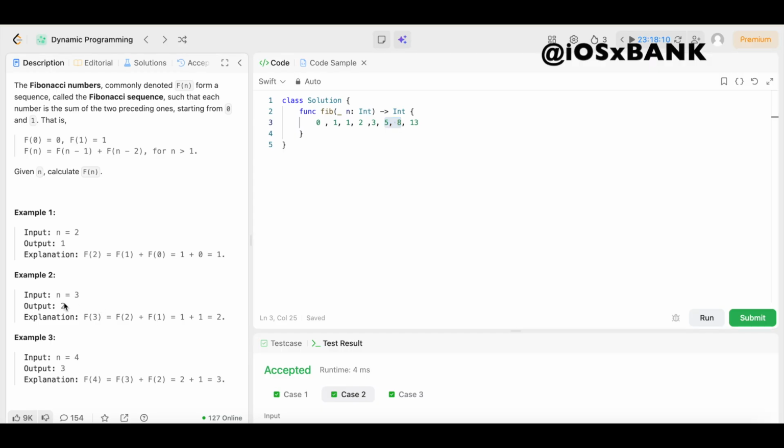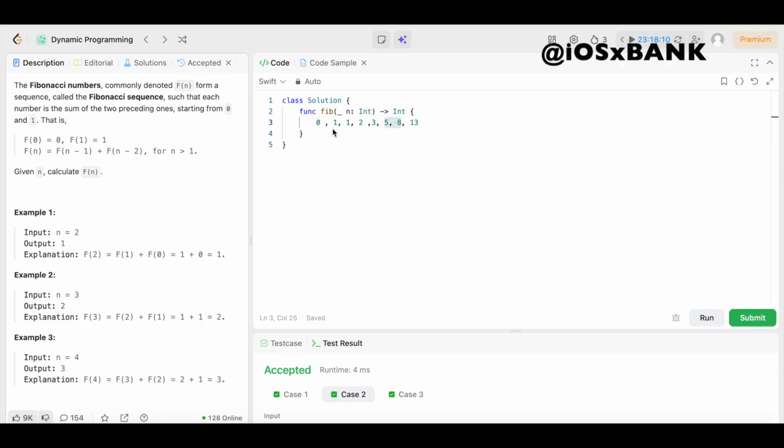So in example 2, we have our input equals 3. Our output is equal to 2. The explanation says f of 3 is equal to f of 2 plus f of 1, which equals 1 plus 1, which equals 2. When they're saying n equals 3, they're not saying the number 3. They're saying f of 3, right? The Fibonacci of 3.